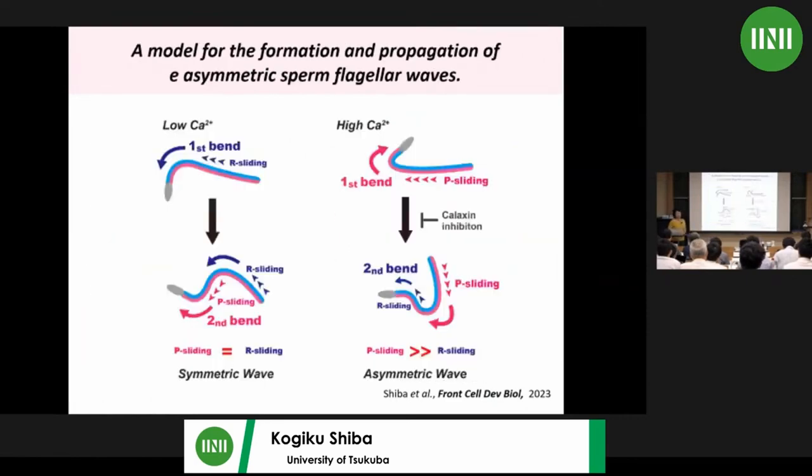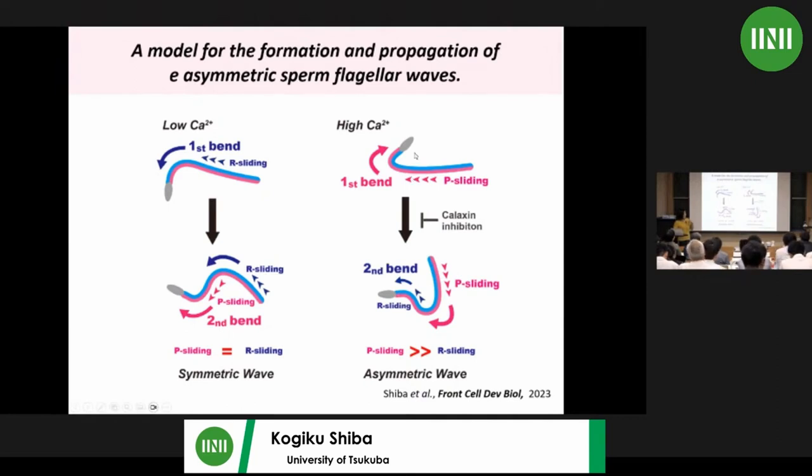So this is a model of how calaxin functions in flagellar waveform regulation. In the low calcium condition, the first bend is generated at the base, and it switches to the second bend, and the opposite bend is generated at the base and propagates. It causes a symmetric wave. On the other hand, in the high calcium condition, here is a fast and strong bend to form the asymmetric waveform. And then the second bend is generated, like this.